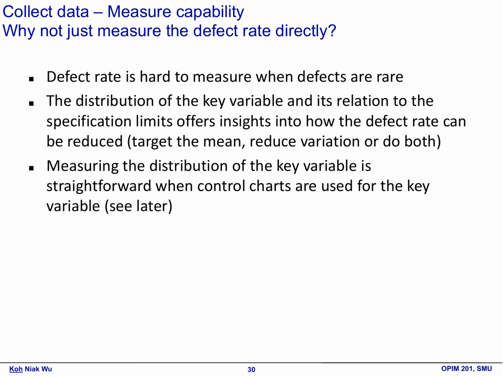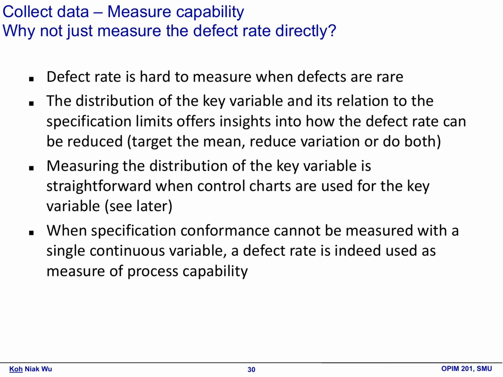Measuring the key variable is critical. It's straightforward when using control charts. These charts help visualize how the variable behaves. However, sometimes we cannot assess conformance using a simple continuous variable. In these cases, we resort to using defect rates as a measure of process capability. This method helps maintain quality, even when direct measurement of defects isn't possible.